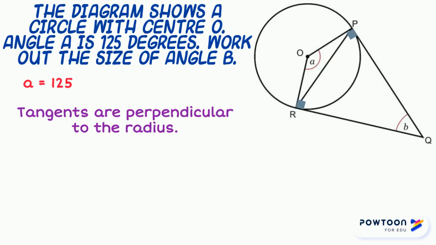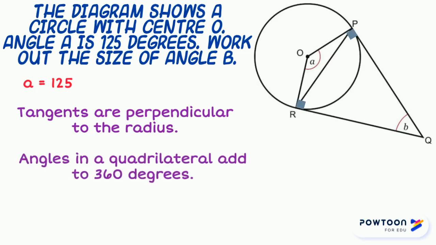Now to find B, you have to recognize that we're not going to be using a triangle, but actually O, R, Q, and P form a quadrilateral. Quadrilaterals have 360 degrees. So you'll add up the three that we know, take them away from 360, and we'll get that B is 55 degrees.